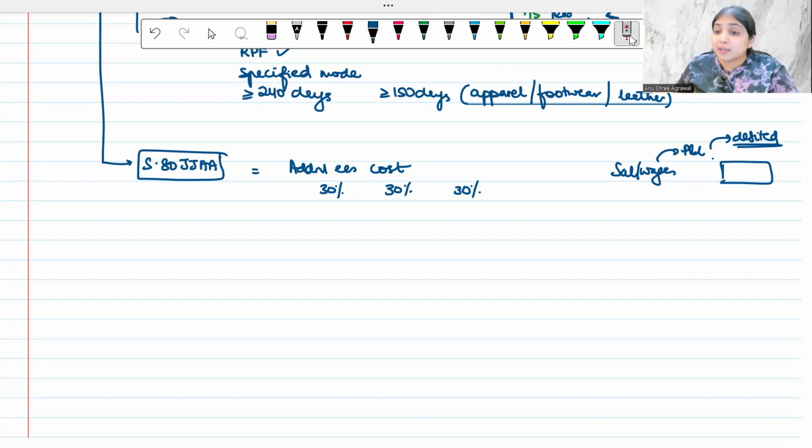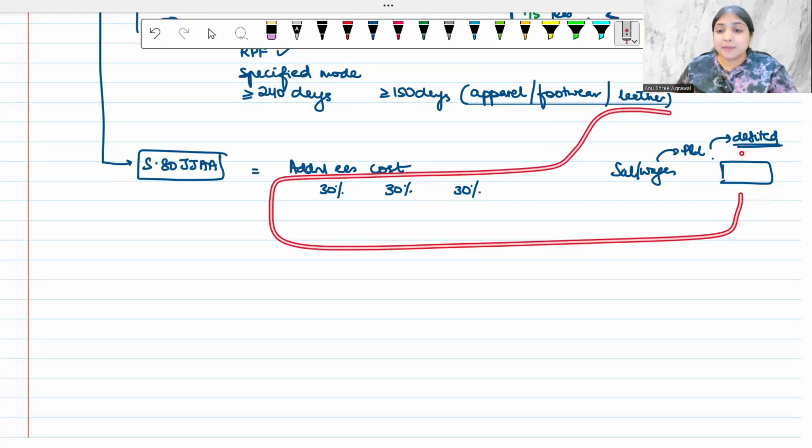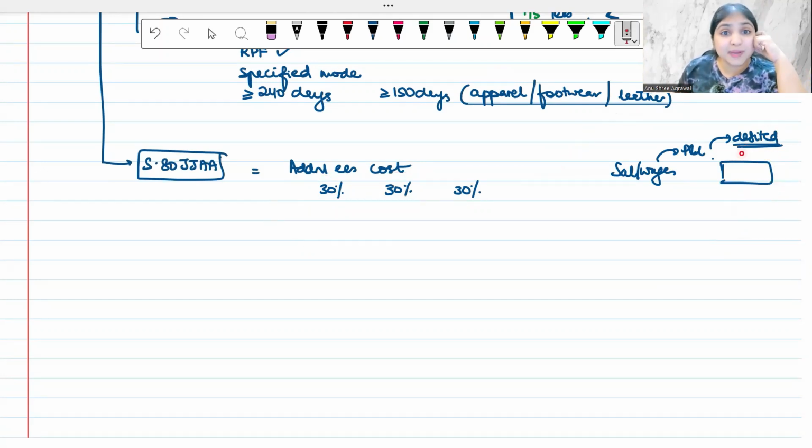I have already debited the expense in my P&L. I am again going to get 30, 30, 30 across 3 years. So totally I will end up enjoying 190% deduction. Are you able to imagine how big this benefit is? Whatever salary you're paying to these additional employees, you have already debited it in the P&L account. You will again see how much salary you have paid to these additional employees. 30% of that you're going to get as a deduction across the next 3 years.